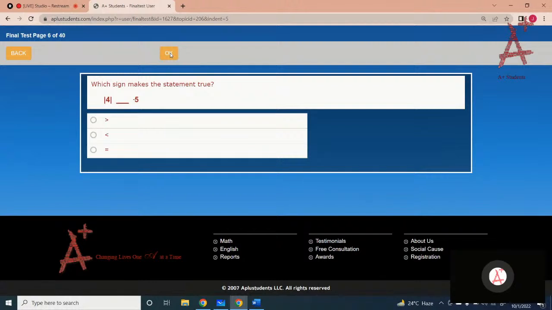Okay, which sign makes the statement true? Absolute value of 4 and negative 5. So absolute value of 4 is 4. So 4 is greater than negative 5 because positive numbers are always greater than the negative numbers. Got it?